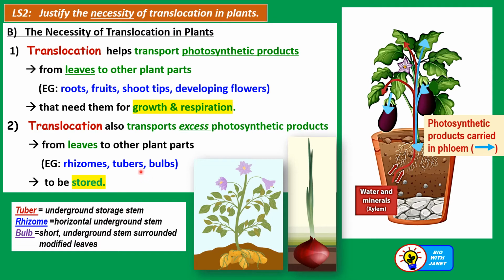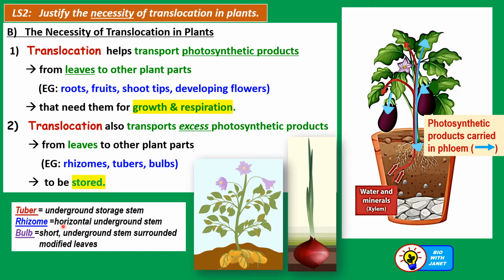Now, tubers, for example, potato, is an underground storage stem that stores the food substances, right, in the form of starch. Next, we have the rhizomes. Rhizomes, for example, ginger. Ginger is a rhizome. It's a horizontal underground stem, ginger or halia in BM. So it is a horizontal underground stem that grows horizontally and it can store organic food substances.